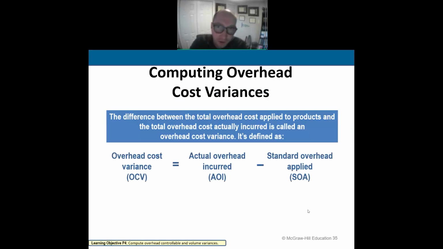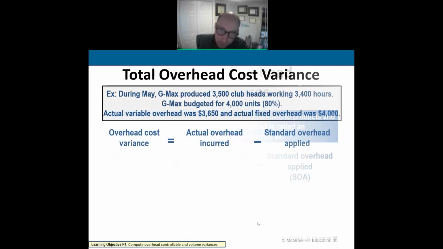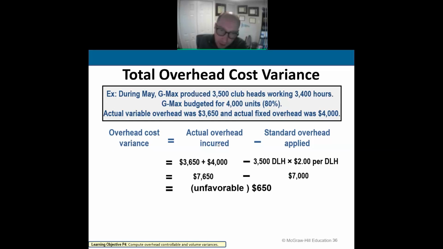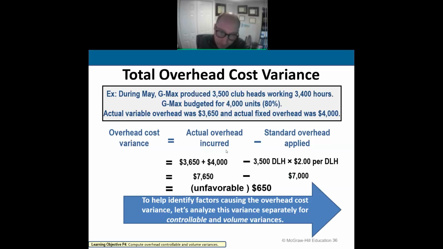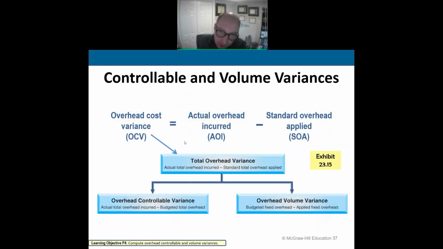To find the cost variances for factory overhead, take your actual factory overhead incurred minus your standard factory overhead applied to get your variance. Actual minus the standard gets you your variance. This case is unfavorable, 650. Why is that? Because the actual was greater than the standard. When the actual is greater than the standard, it's unfavorable. When the actual is less than the standard, it's favorable.